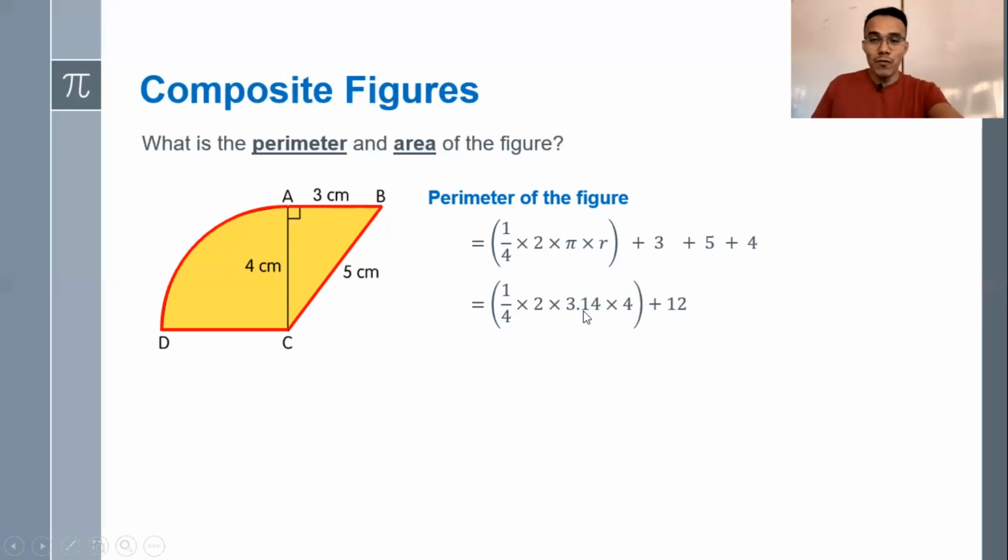Next, let's substitute the values of pi and r. Pi is 3.14, r is 4. The sum of 3, 5, and 4 is 12. Grab your calculator, multiply these numbers. You have 6.28 plus 12. The answer is 18.28. So the perimeter of the figure is 18.28 centimeters.